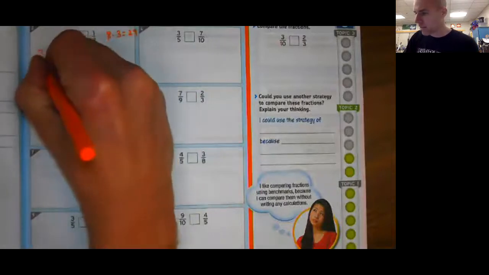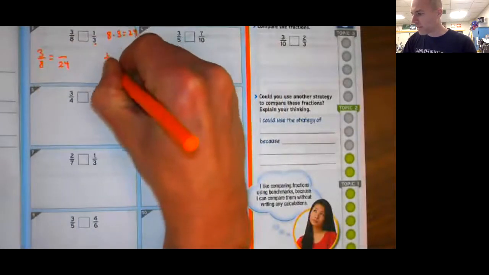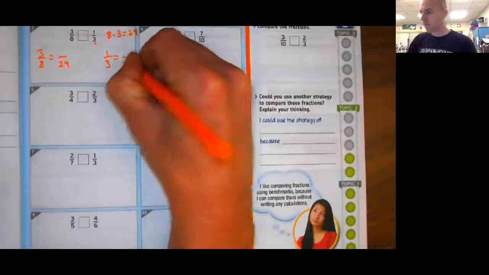If you used something else, as long as it worked, that's fine. But I think 24 is probably my choice on this one. So 3/8 is equal to something over 24, and 1/3 is equal to something over 24.